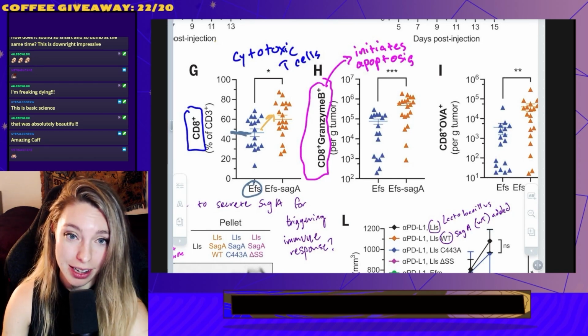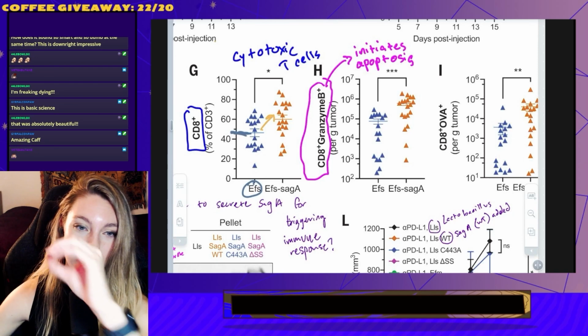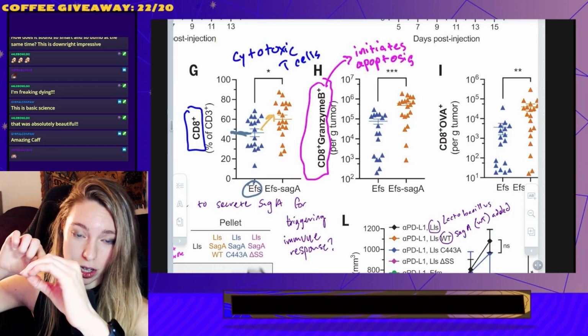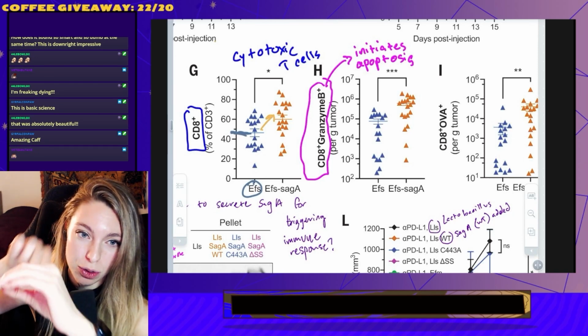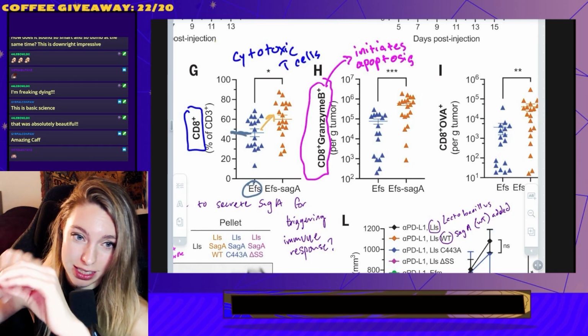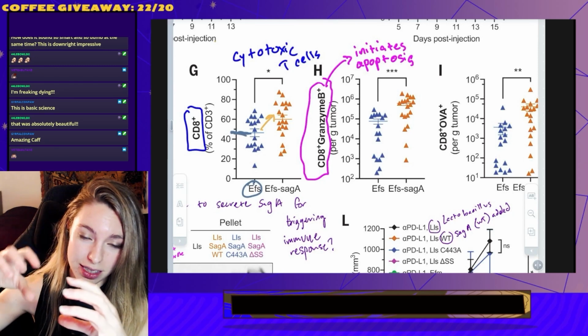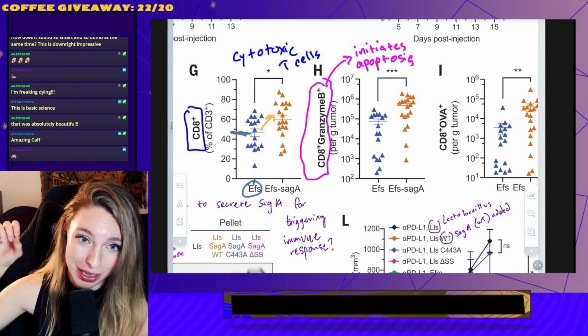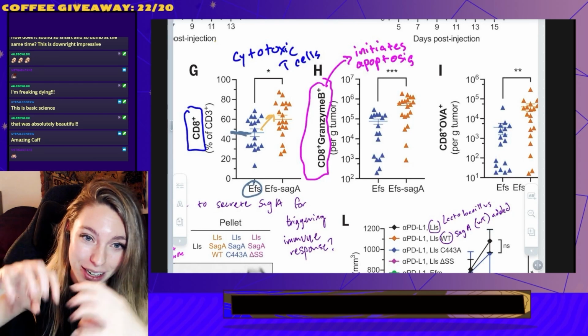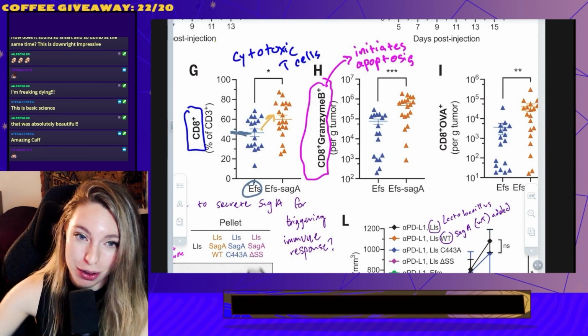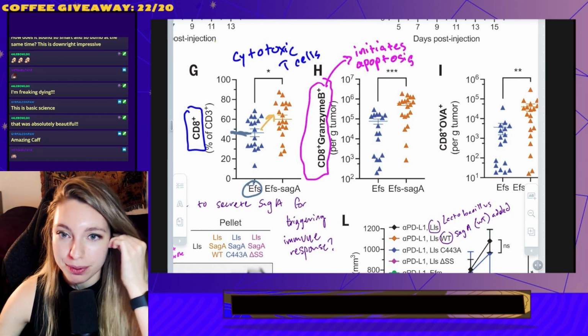So cytotoxic T cells, what they do, is they basically create a hole in their target cell, and then they shoot granzyme B into the target cell, and then granzyme B goes into the target cell and cleaves these things called caspases that then result in apoptosis. And then the target cell, which is the tumor in this case, explodes and dies, and it's really fun.